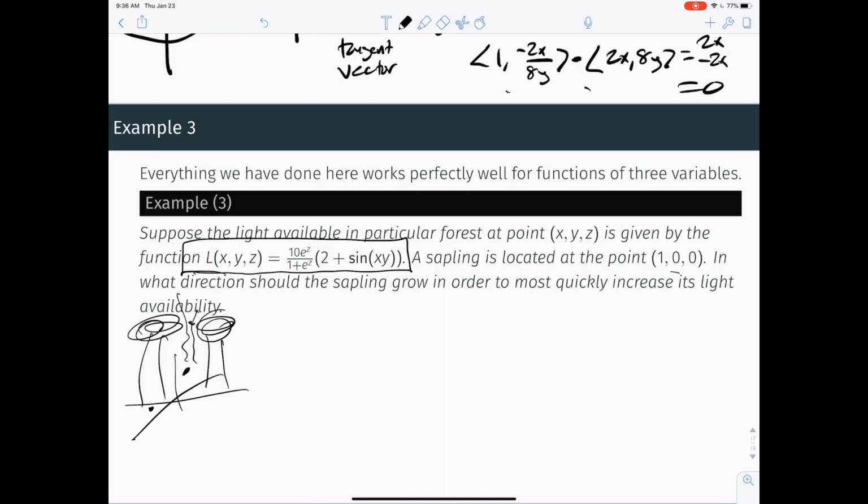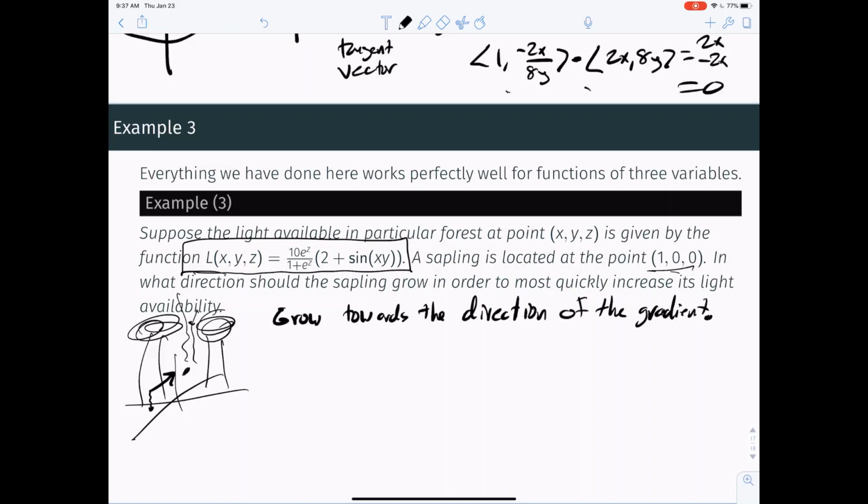The sapling is located at the point (1, 0, 0). And in what direction should the sapling grow in order to most quickly increase its light availability? Okay, so let's say the sapling starts growing right here and it wants more light. Well, it should grow in the direction of more light. And we already saw a little bit ago that the gradient is the maximum direction of increase of the function. So it should grow towards the direction of the gradient.